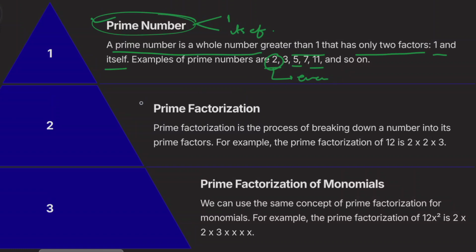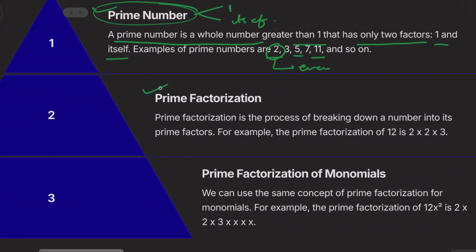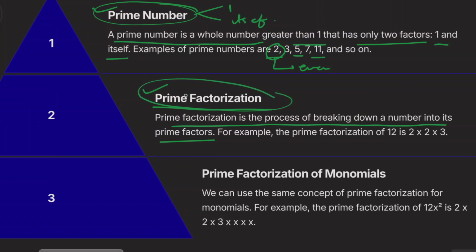Now let us discuss prime factorization. As the term itself signifies, prime factorization is the process of breaking down a number into its prime factors. That means when we take the factors of a given number in terms of prime numbers, that process is known as prime factorization.